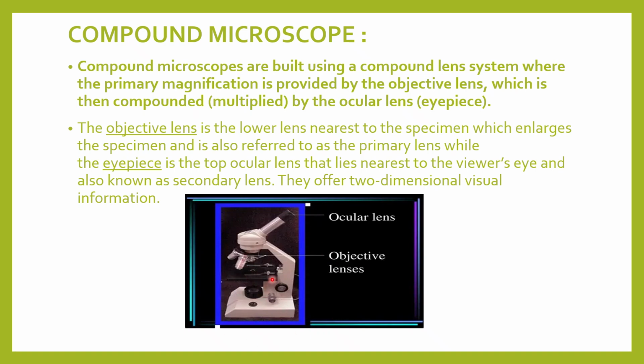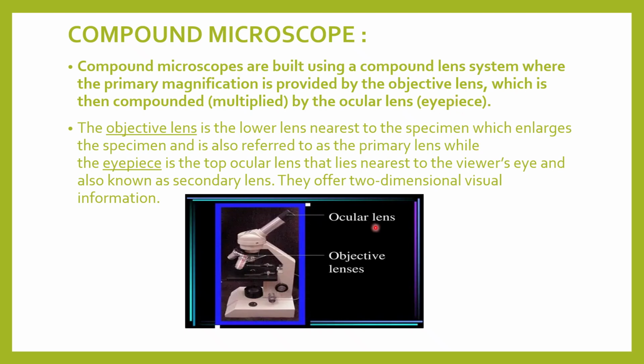This is the stage, where the object which has to be visualized will be placed, and this is the objective lens. Apart from the objective lens, there is another lens over here which is called the ocular lens or eyepiece. These are the two lenses which we usually find in a compound microscope, hence we call it a compound lens.